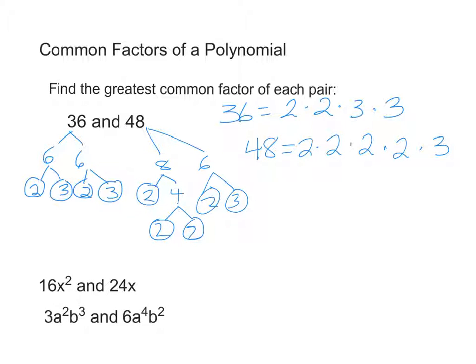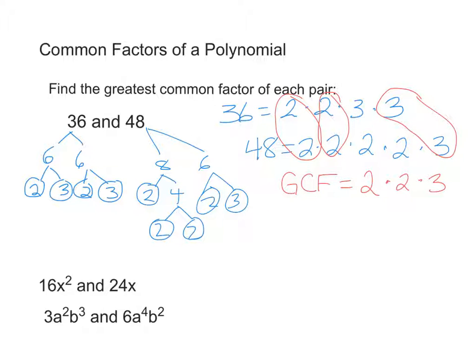And then to find the greatest common factor, you look for what's common in those two lists. They both have a 2. So we'll put down a 2. They both have another 2. So we'll put down another 2. And they both have a 3. So we'll put down a 3. 2 times 2 times 3 is equal to 12. So that's another way to find that greatest common factor.